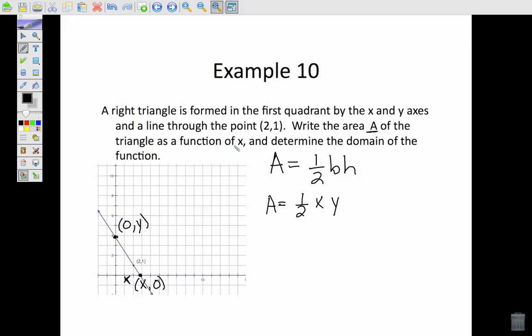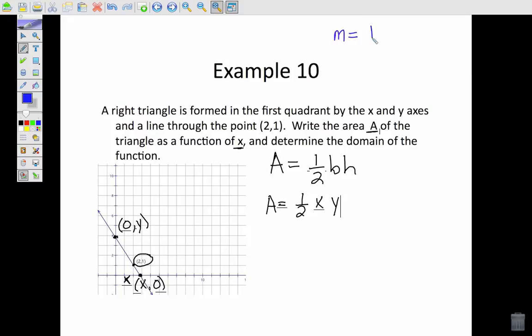Here's the problem that we have. They want us to write a function A in terms of x. Right now my function's in terms of x and y. So in order for me to do this, I need to figure out how I can relate x and y so that I have an equation where I can replace the y with x's. The only other thing that we know about this whole problem is the point (2, 1). We've got a line that's cutting through the axes. The only thing we can determine where you put x's and y's together is your slope. Let's find the slope between (2, 1) and (x, 0) and see what we get.